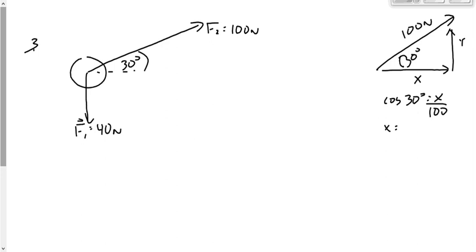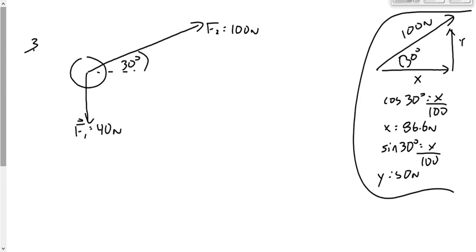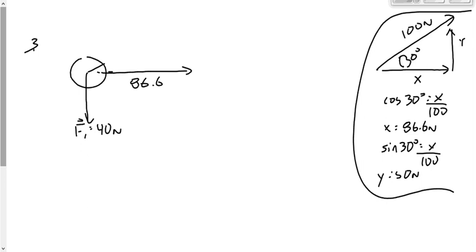X is the adjacent side. 86.6 newtons. And then we're going to say sine 30 degrees is equal to opposite over hypotenuse, or y is equal to 50 newtons. Let's box that up. If we want to, we can redraw this. We don't have to, but we can. I'm going to say it's 86.6 this way, and 50 newtons this way, and I'm going to relabel this as F2.